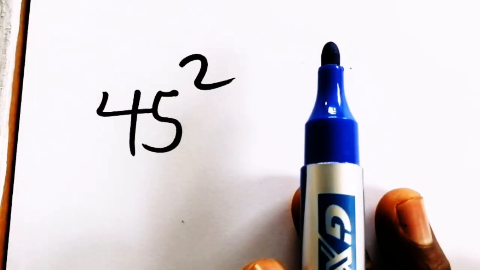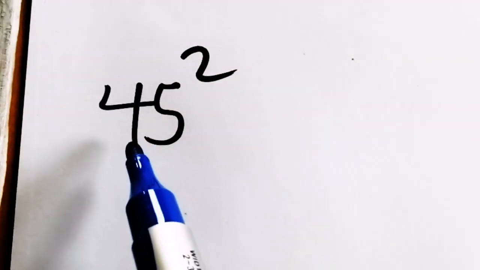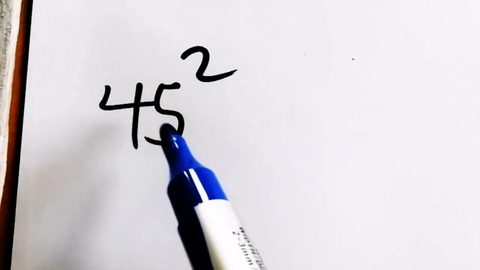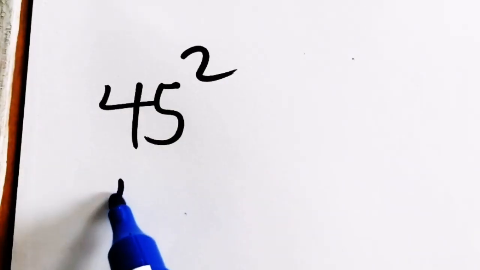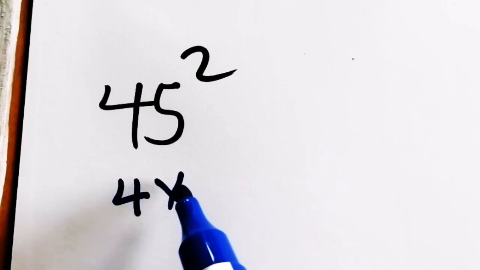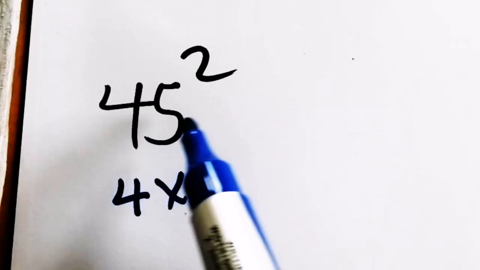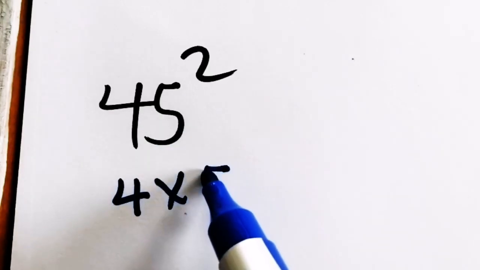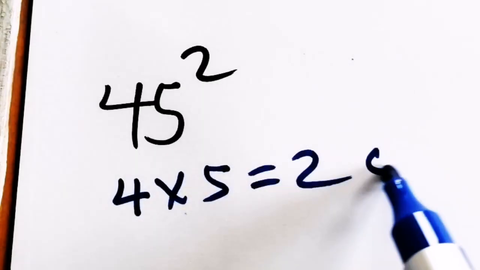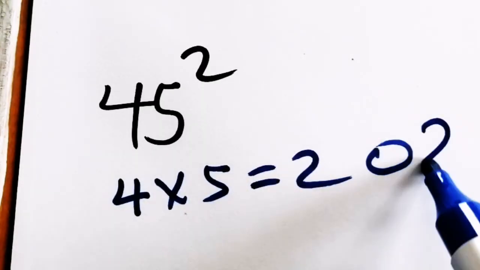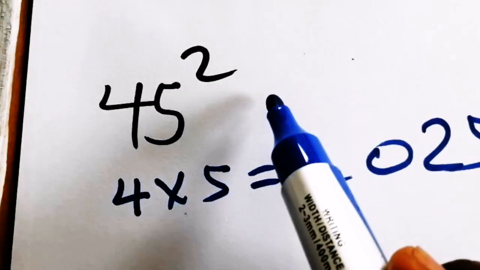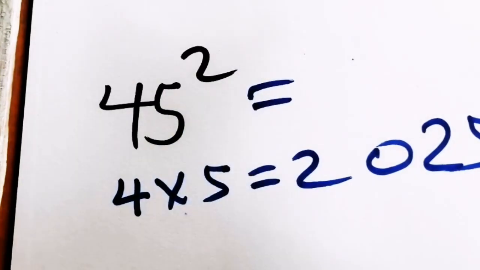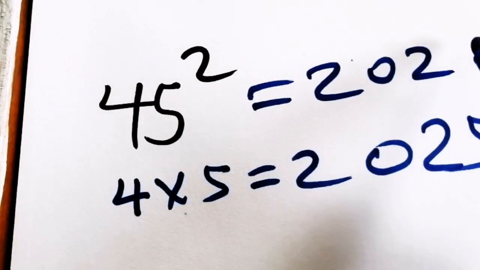Let us see the third example, 45 square. You can also get the answer within a second. How? Multiplying the first digit with the second number. Next to 4 is 5, yeah? 4 times 5 equals 20. Here we add what? 25. Therefore, 2025. So 45 square equals 2025.